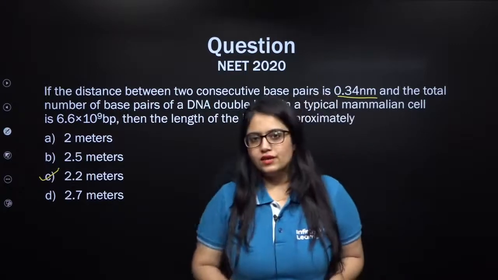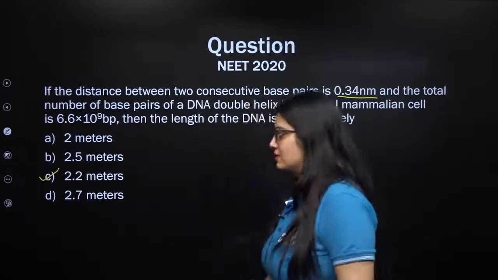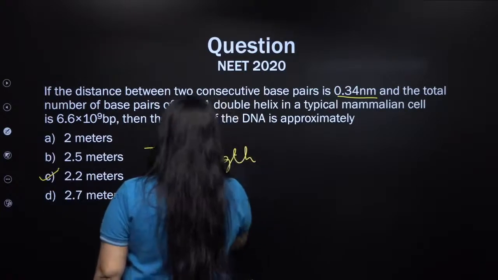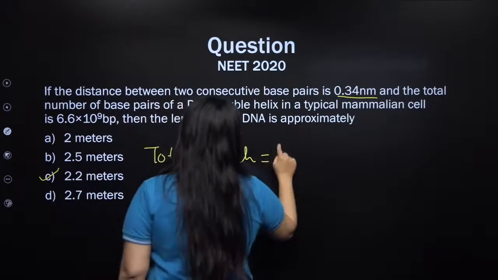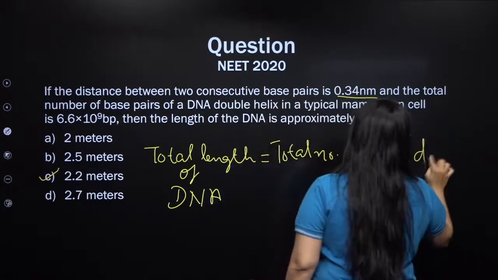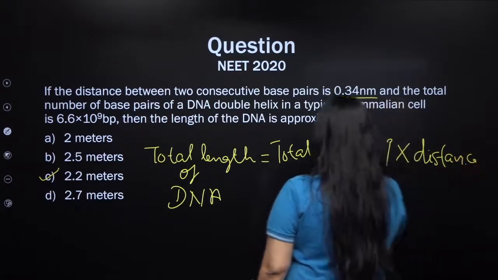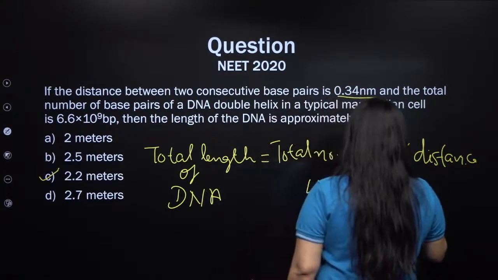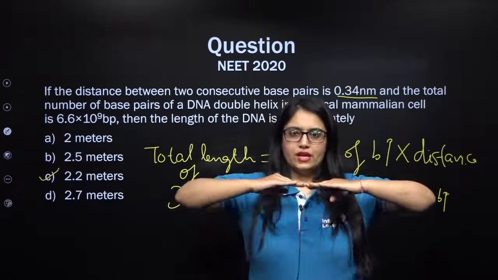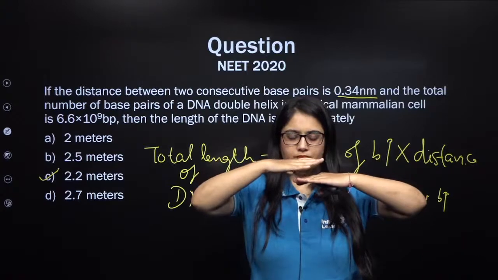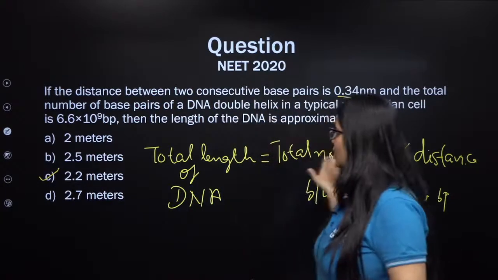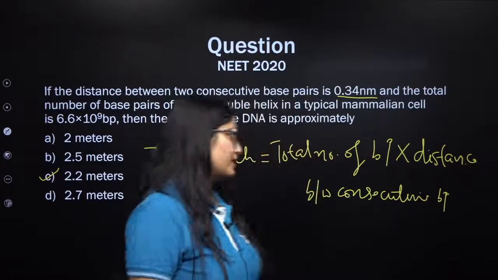But if you ask me how to calculate how we get to this 2.2 meter, the method is also very simple. Total length of DNA equals total number of base pairs into distance between consecutive base pairs. What are consecutive base pairs? Just one next to each other. Like this is base pair 1 and this is base pair 2. So the distance between 2 consecutive base pairs multiplied by the total number of base pairs present in the entire length of the DNA, you can get the total length of the DNA.